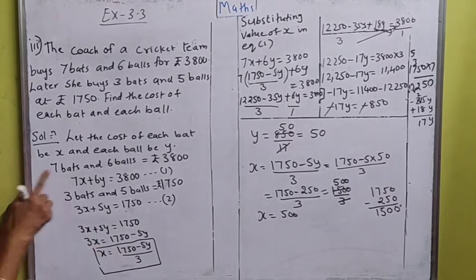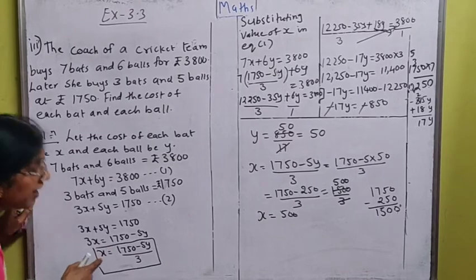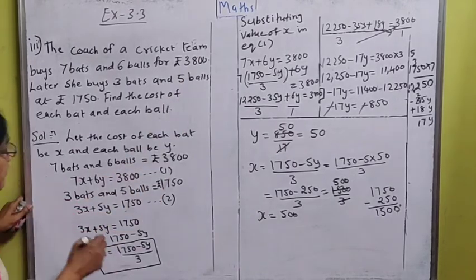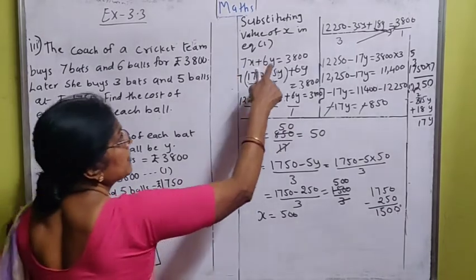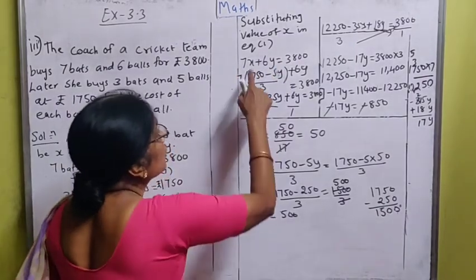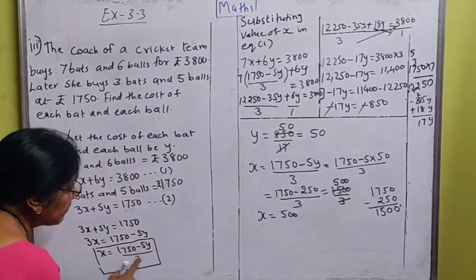So now equation 1 is left out. So I am going to substitute the value of x in equation 1. What is that equation 1? 7x plus 6y is equal to 3,800. So what is the x value? (1,750 minus 5y) by 3.